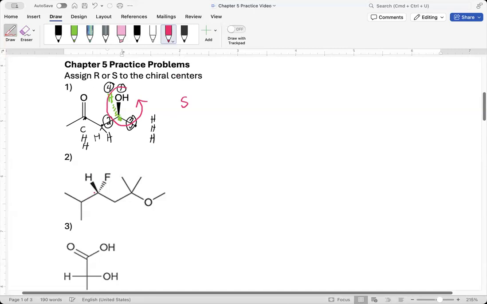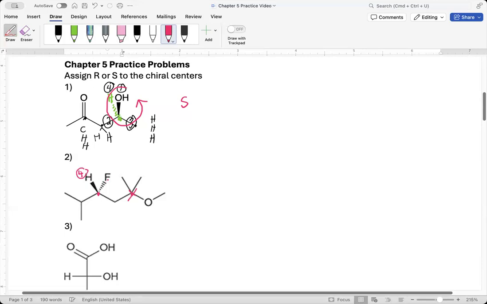On number 2 here, we have one chiral center. Remember, this is not a chiral center over here because there are 2 of the same groups attached. So 2 methyl groups. Remember, to be a chiral center, we need 4 different groups attached. So from this chiral center, for the priorities, we've got a hydrogen that's wedged. So we're going to give that priority 4.